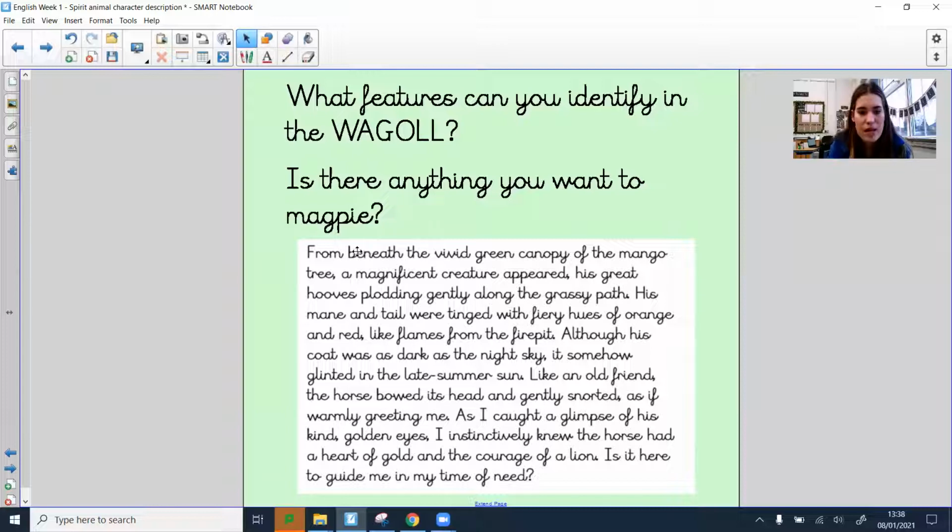Now, I've used this word here, magpie. So if there's anything that you can see in our waggle that you might want to magpie because you think, oh, I might want to steal that for when I come to write my character description, if there's any words that you quite like, you can. So just pause the video now, have a look at our waggle. Are there any features, thinking about our rainbow grammar especially, that you can identify that you recognise? So pause the video now.